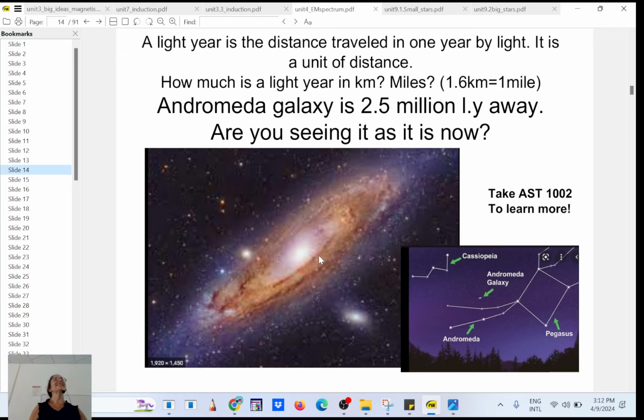Isn't that crazy? So if you have people or whatever, strange beings observing us, they're not going to see us as we are now. They will see us as we were 2.5 million years ago. So if you are 65 million light years away, people will see the dinosaurs. Isn't that crazy? If you look at the universe, farther and farther you look, back and back in time you go.